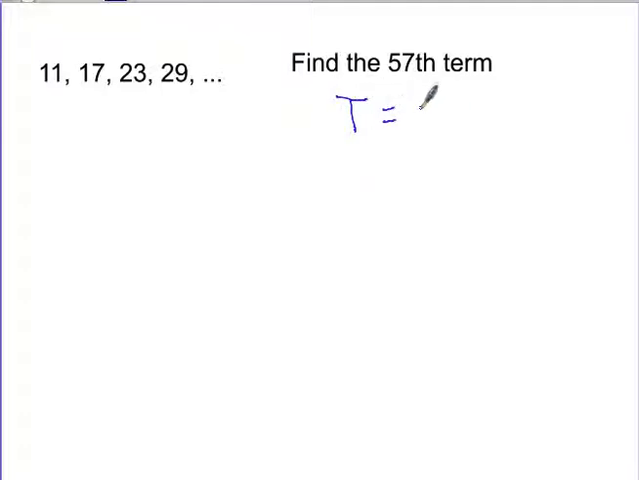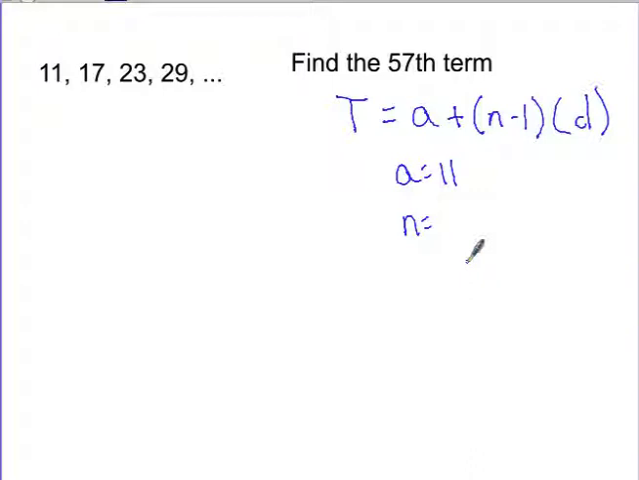T equals A plus n minus 1 times D. Now, t is the value of the term that we're looking for. So 57th term, what number in this sequence is going to be the 57th term? That's what we're looking for, okay? So the first thing I want you to do is to identify each of the variables. What is a? 11. A is 11. What is n? 57. N is that term that we're looking for.